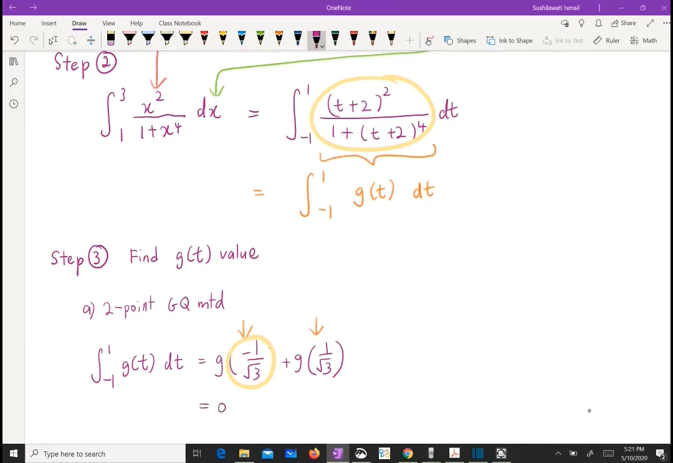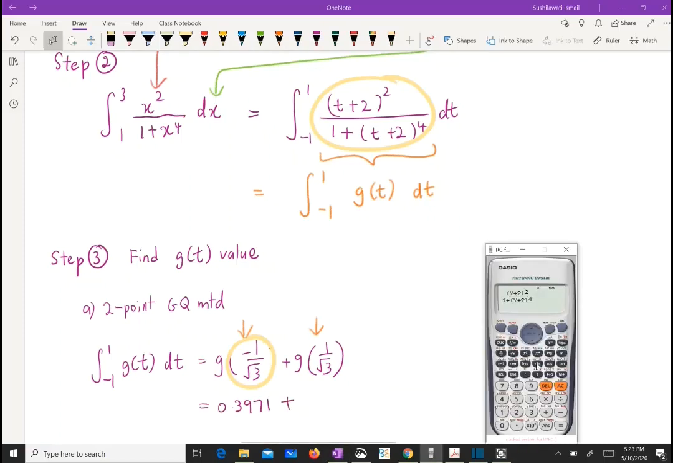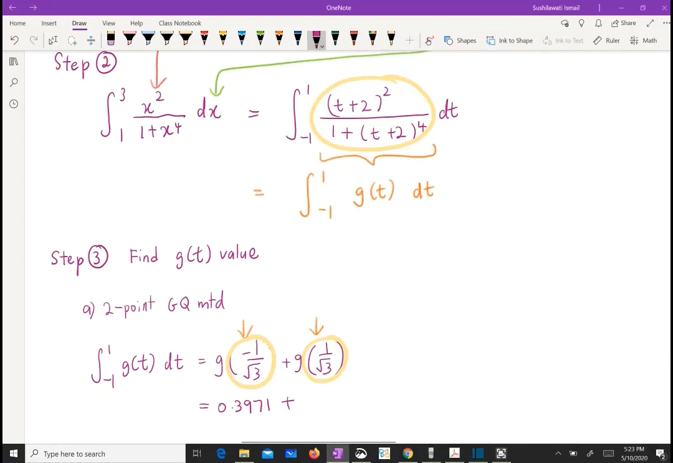So we got 0.3971, plus, then again calculate, insert T equals 1 over square root 3, and we got 0.1472, and total up becomes 0.5443. And move to step 4.